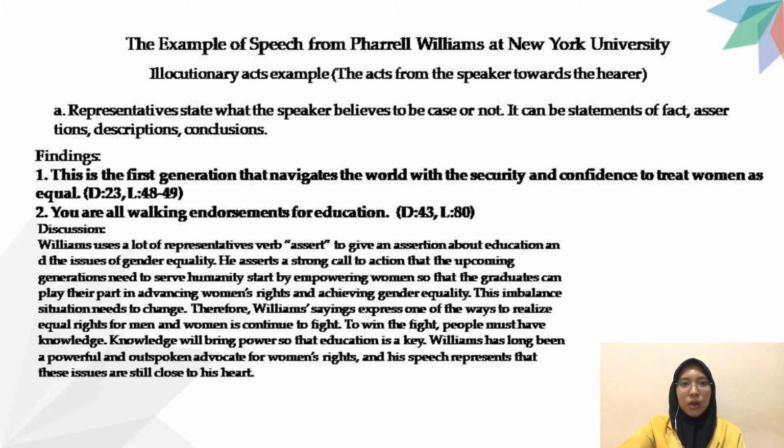And number 2, your working endorsement for education, datum 43, line 80. In the discussion, William uses a lot of representative verbs to assert about education and the issues of gender equality. He asserts a strong call to action that the upcoming generation need to serve humanity, starting by empowering women. This imbalanced situation needs to be changed, so William says that one of the ways to realize equal rights for men and women is to continue to fight.